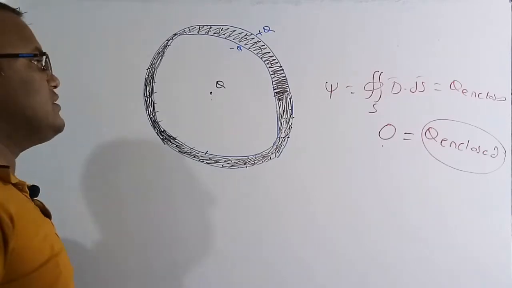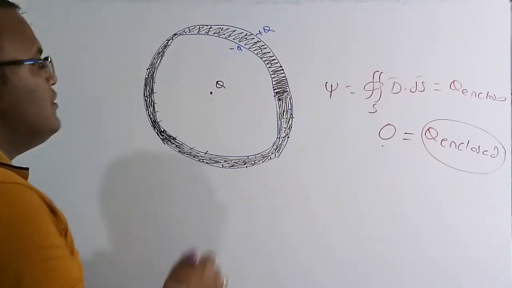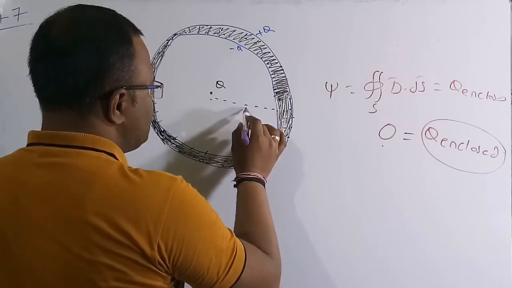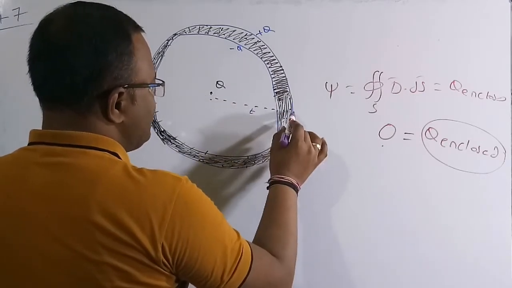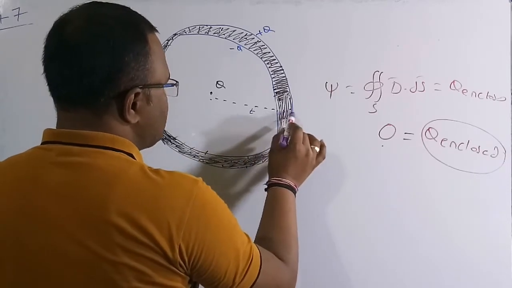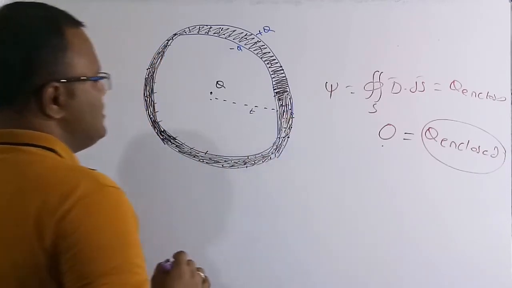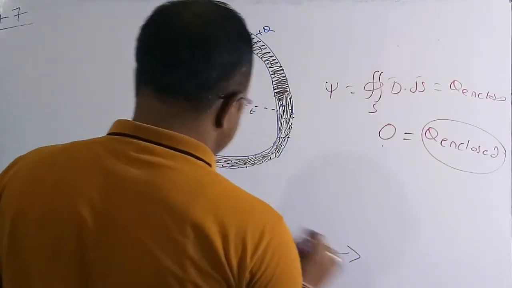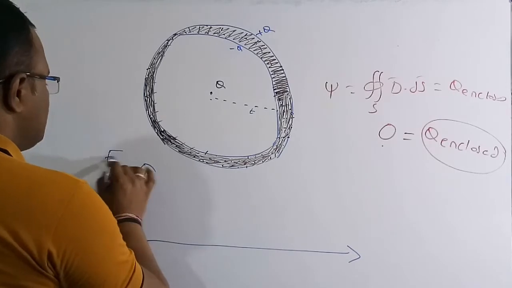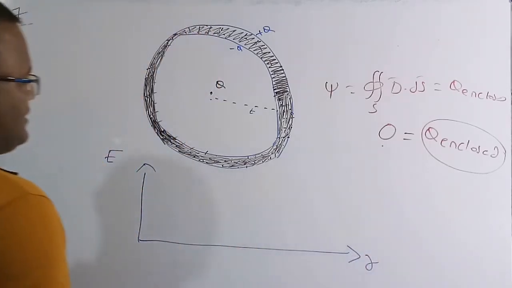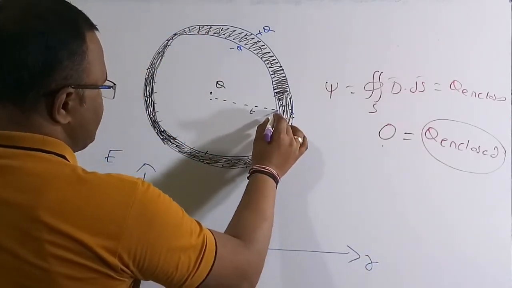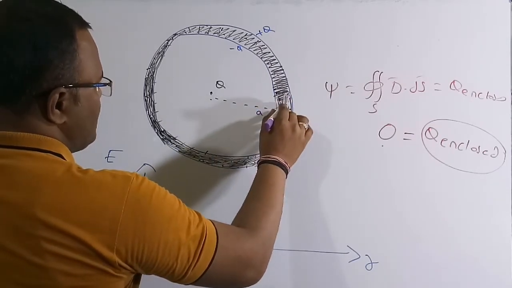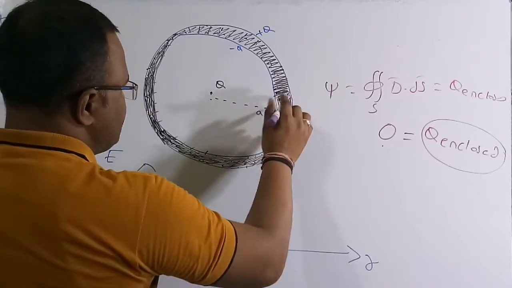Suppose you want to draw the electric field intensity diagram from inside to outside. Let me assume this distance is t, and from here to here is a small thickness delta t. Now I want to find the diagram of the electric field intensity from the origin to any point at a distance. Suppose this is the radius a plus delta a.